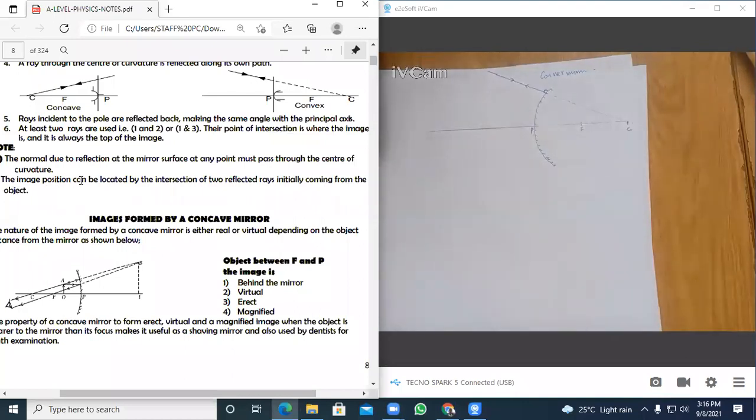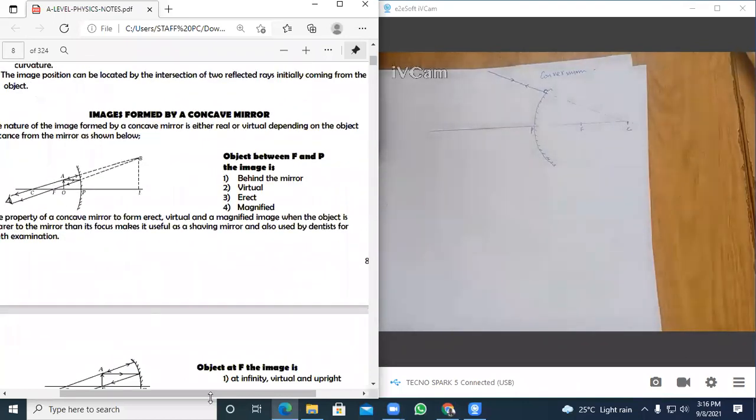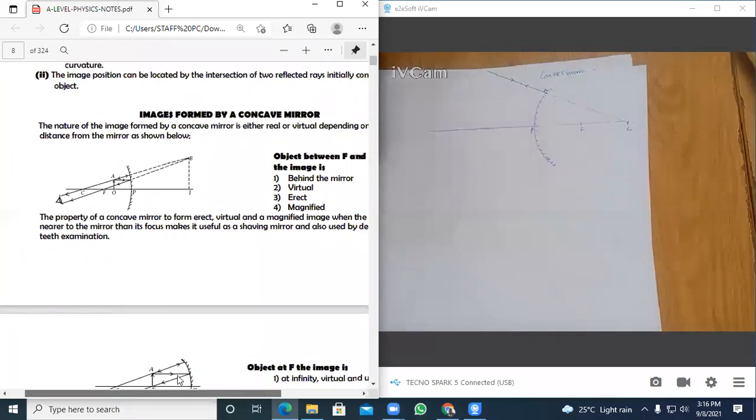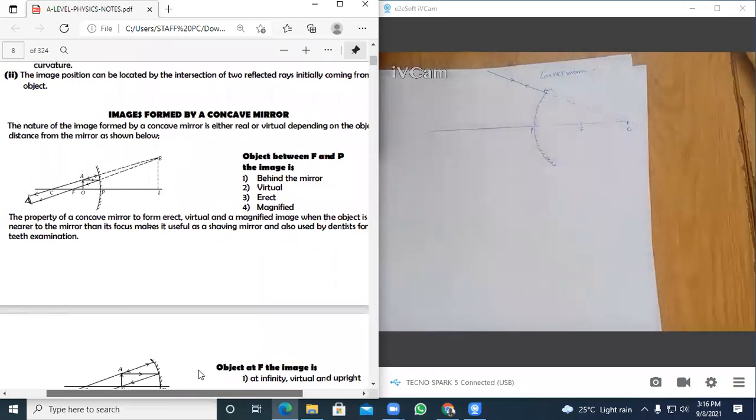Then the image position can be, I think you have finished that, so let us look at this: images formed by concave mirrors. But before I start, have you ever seen concave mirrors and convex mirrors, apart from seeing them in the lab? Have you ever seen them somewhere where they are used?